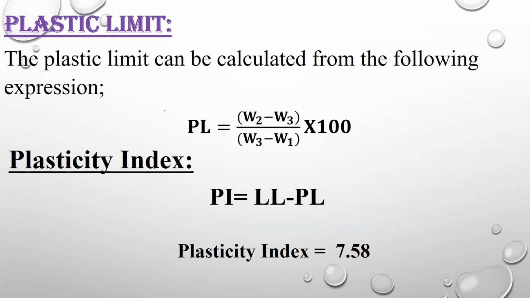So we will get the plasticity index, that is 7.58. So this is the way to find out the plastic limit values and liquid limit, and you will find out the plasticity index of the soil.